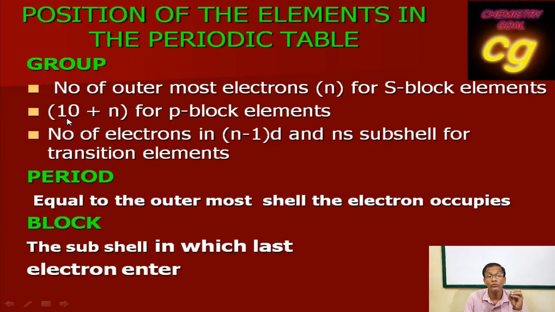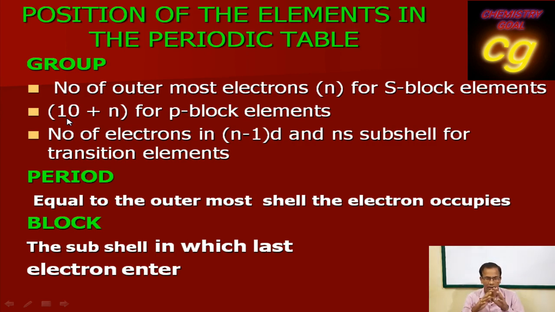So for this we have to know some rules. What are the rules? Let us discuss. To identify the groups, we have to see these rules. First, the number of outermost electrons for S block: if the element is in S block, then only the number of outermost electrons, N, is counted.